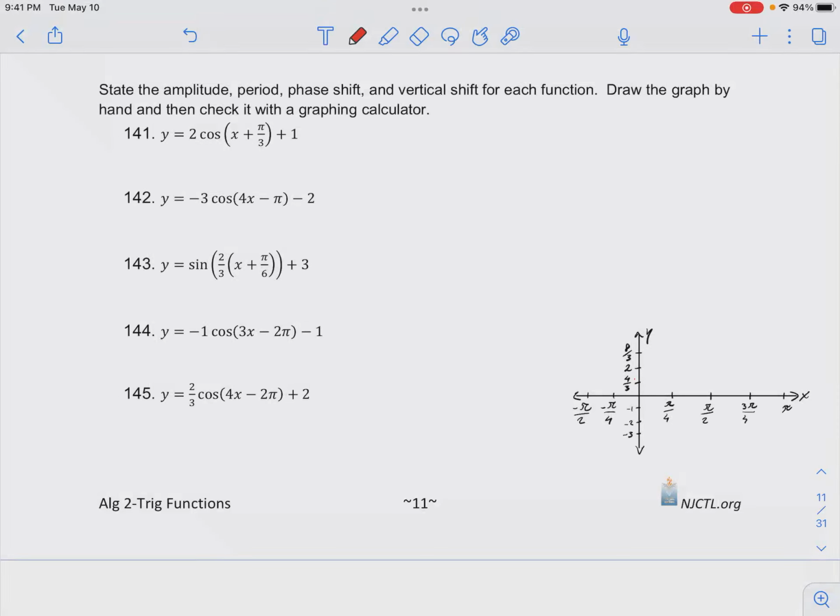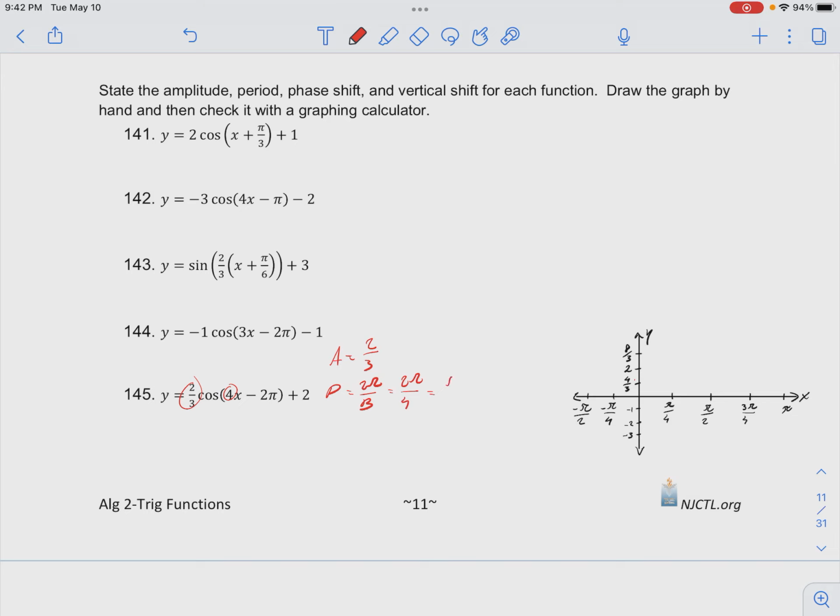In number 145 in your classwork for transformations of sine and cosine, we want to state the amplitude, period, phase shift, and vertical shift for the function. So for this case, we have an amplitude given by the leading coefficient in front of the trig function, which is 2/3. Our period is given by 2 pi over b, where b is our scaling factor in front of the x. So this will be 2 pi over 4, which turns into pi over 2.